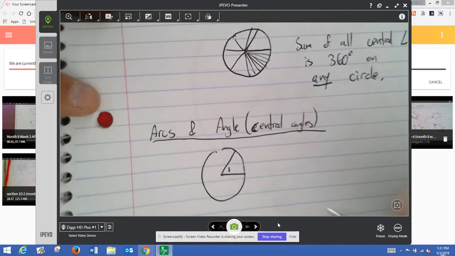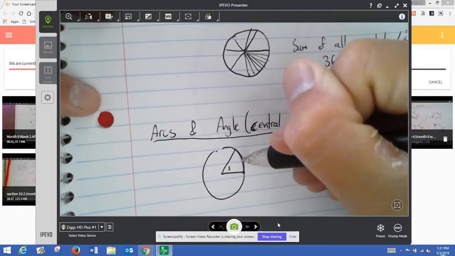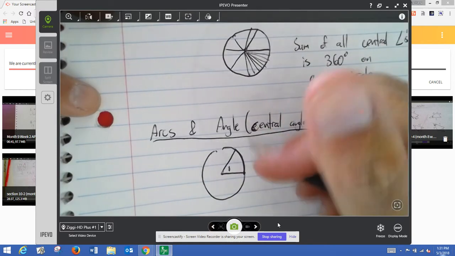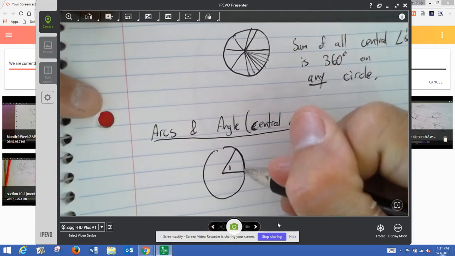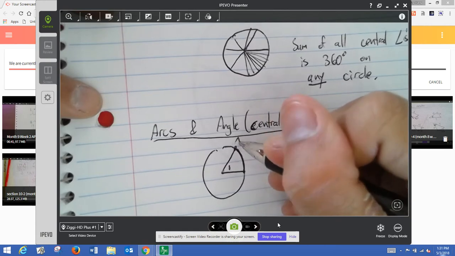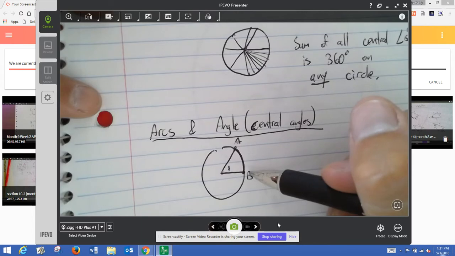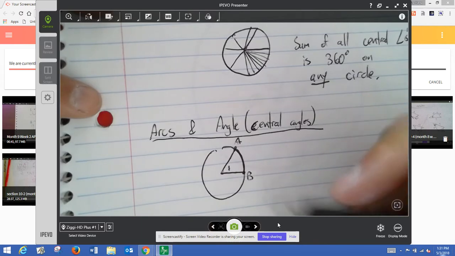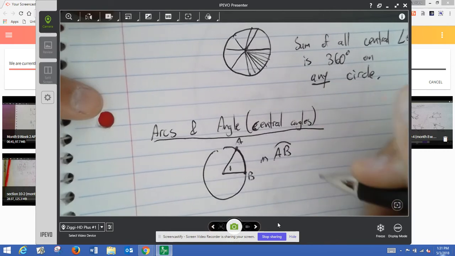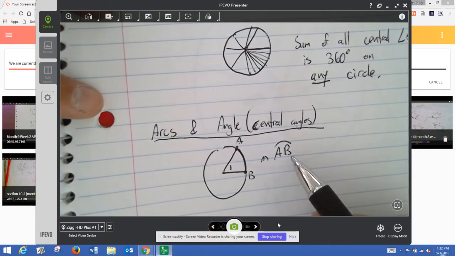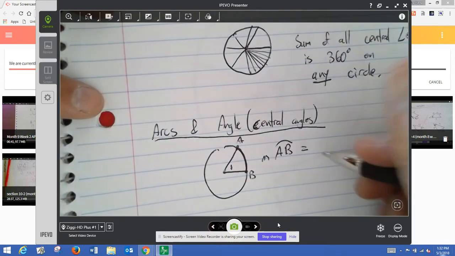If you want to talk about the arc, you see the arc here? This is an arc, and we'll say that it's defined by two endpoints A and B. Does everybody get that? The measure of the arc AB, that's how you write arcs, is exactly equal to the measure of the central angle.